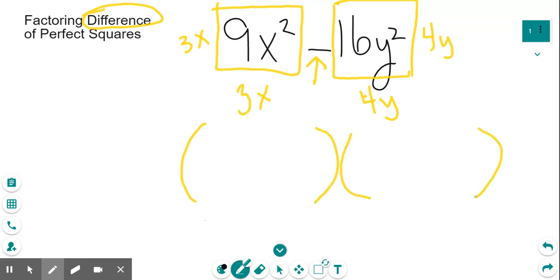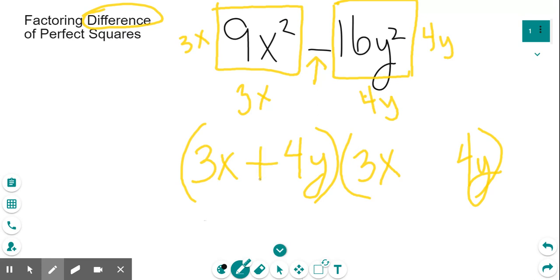Okay, so as I said, we have 3x and 3x first, and then we have a 4y and 4y second, right? And remember that term in the middle needs to cancel, and we also need a negative product. So to get a negative product, we need a positive factor and a negative factor. So make sure you write a plus and a minus, and we are done.